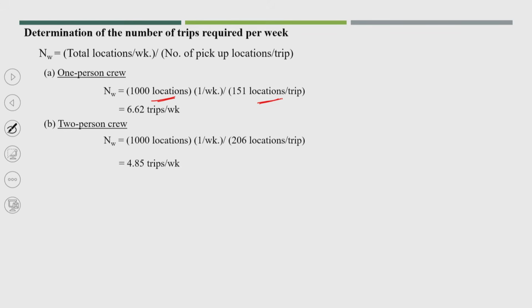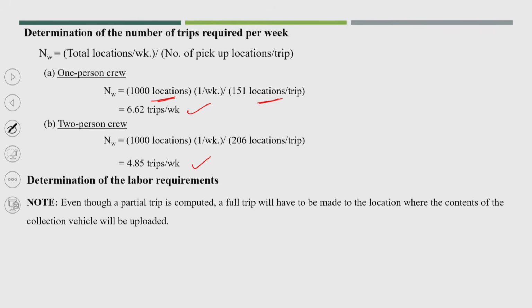So, you see here that the 1 person crew requires more trips per week compared to the 2 person crew. Now, determination of the labor requirement, that is, how much time will be required. Here is also one important note: even though a partial trip is computed, it is not possible to have 0.62, this should be a single whole number. So, even though the partial trip is computed, a full trip will have to be made to the location where the contents of the collection vehicle will be unloaded.